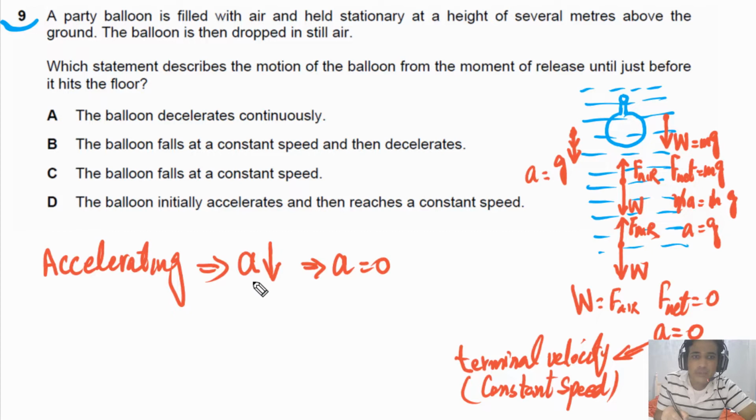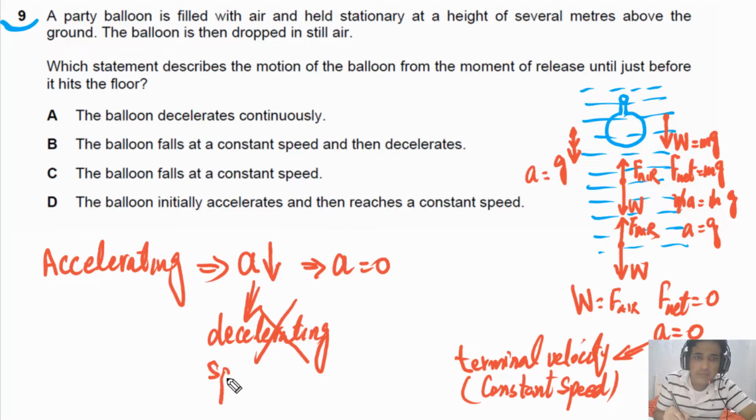Acceleration is decreasing, it does not mean that it is decelerating. So this is a very important point and often misunderstood. If acceleration is decreasing, it doesn't mean that the balloon is decelerating. When the amount of acceleration is decreasing, it means the balloon is still speeding up. The speed of the balloon is still increasing. So we will say the balloon still speeds up.